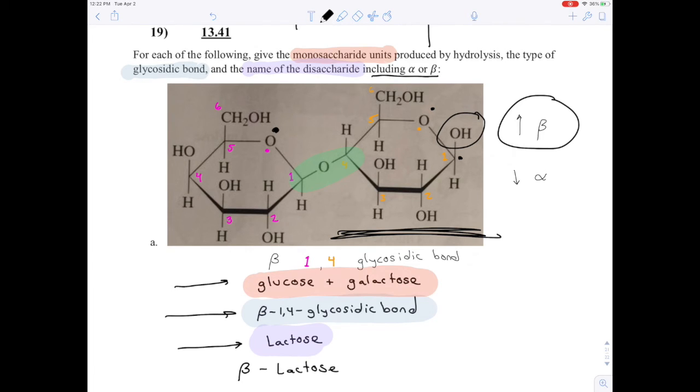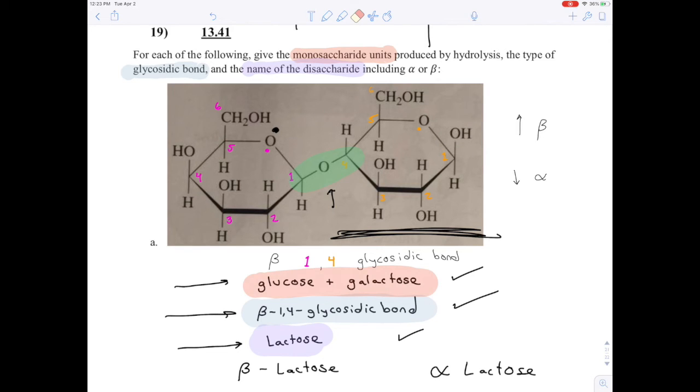You could imagine still having this beta-1,4 glycosidic bond, but just this OH on the right would be going down, switched with that hydrogen there. In that case, you would still have lactose. It still has the beta-1,4 glycosidic bond. It still has glucose and galactose, so it'd still be lactose, but it would be alpha lactose. So that's what they mean when they're saying including the alpha or beta there. Okay.